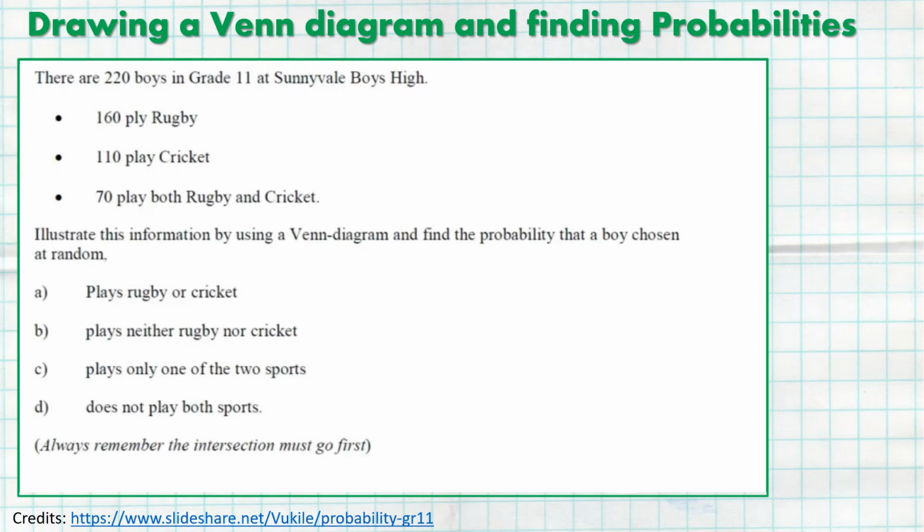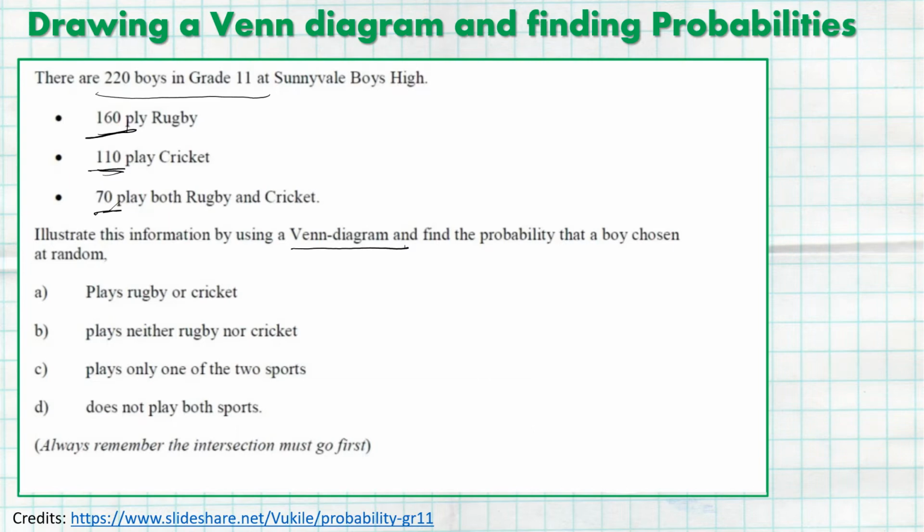So they gave you that there are 220 boys in grade 11 at Sunnyvale Boys High. 160 of them play rugby, 110 play cricket, and 70 play both rugby and cricket. They say illustrate the following information using a Venn diagram and find the probabilities that a boy chosen at random will, A, play rugby or cricket, and all those kinds of things.